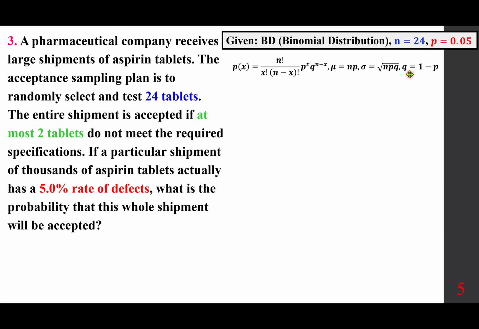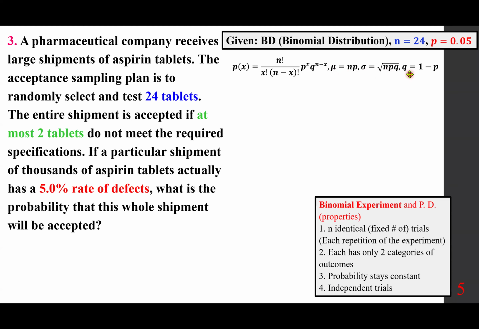So what is a binomial distribution? Binomial experiment and probability distribution, PD short for probability distribution properties. Number one, we have n identical, that means fixed number of trials. Each repetition of the experiment is called a trial. Each has only two categories of outcomes, yes or no, good and bad, so on and so forth. Probability stays constant and they are independent trials.